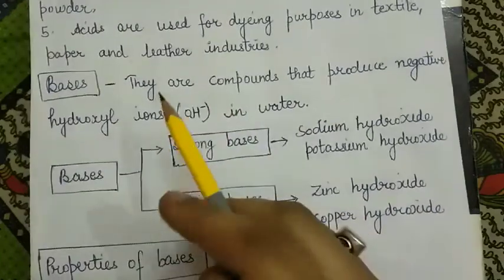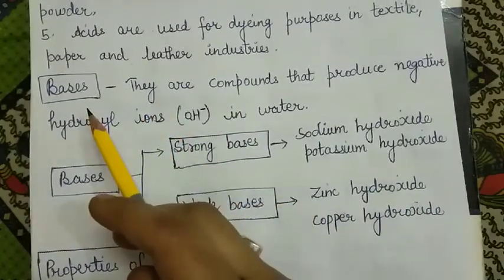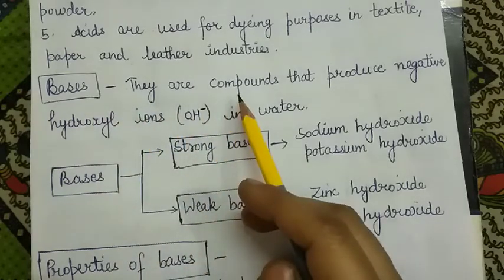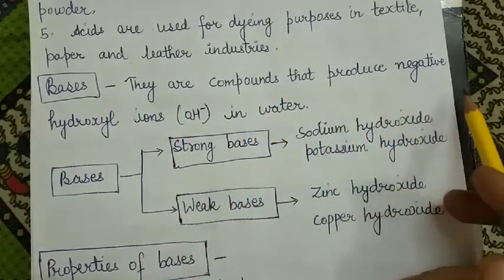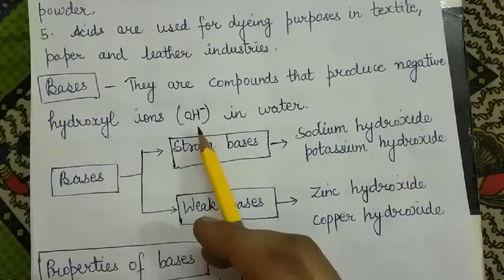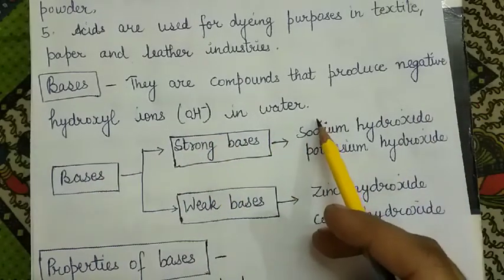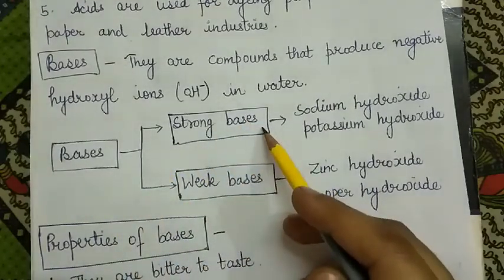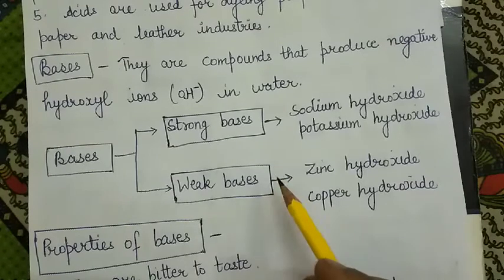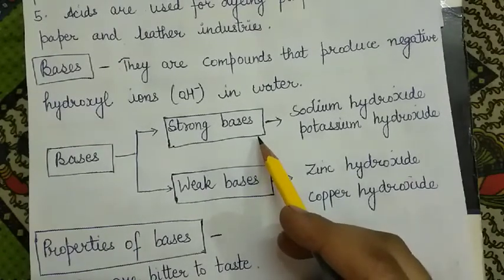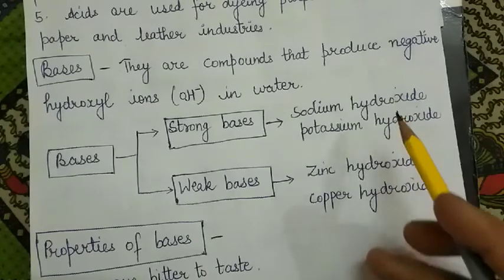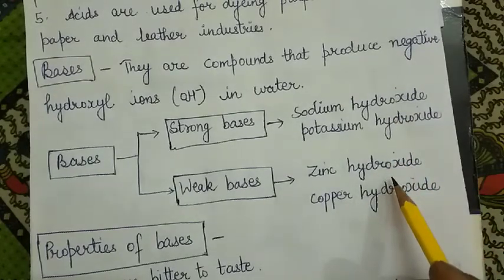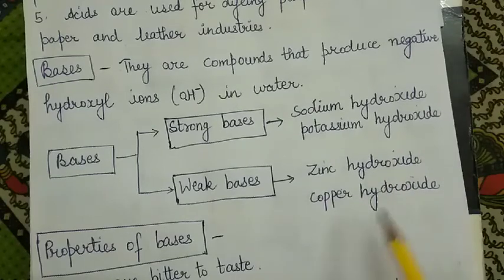Now the next topic we have to discuss is bases. So students, bases are compounds that produce negative hydroxyl ions in water. And we have two types of bases: strong bases and weak bases. Examples of strong bases are sodium hydroxide and potassium hydroxide, whereas weak bases are zinc hydroxide and copper hydroxide.